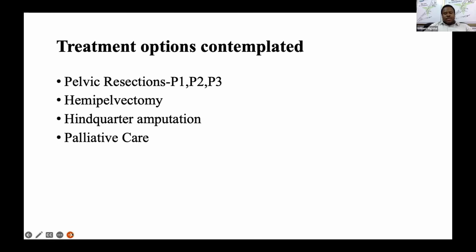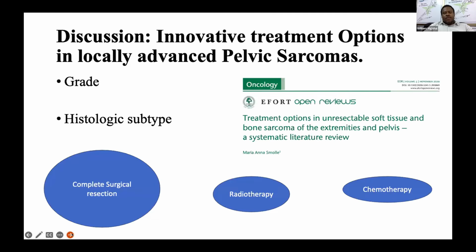Otherwise, if the patient had presented earlier, then we would think of pelvic resections. We've done a few cases here. But the aim in this case is to share the innovative treatment options in the literature for delayed presentation of pelvic tumors, pelvic sarcomas. The grade of the chondrosarcoma and the histologic subtype will decide the type of treatment, whether the patient should undergo complete surgical resection or radiotherapy and chemotherapy.